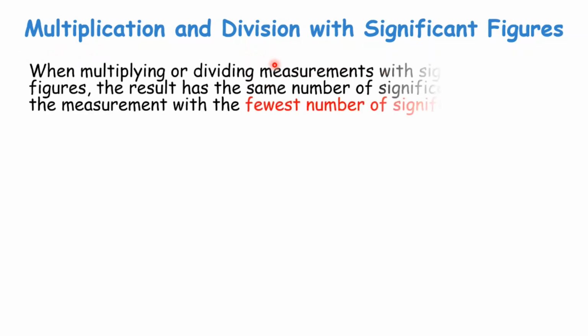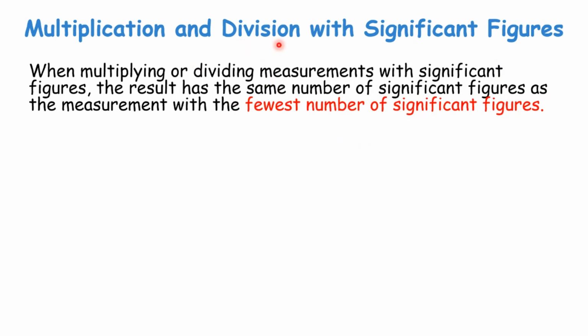Now I'm going to talk about the rules for sig figs when you perform mathematical operations. So first, let's talk about the rule for when you perform multiplication and division. In this case, the result or the final answer should have the same number of sig figs as the measurement with the fewest number of significant figures.